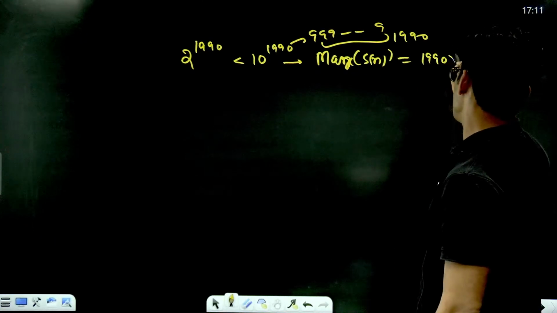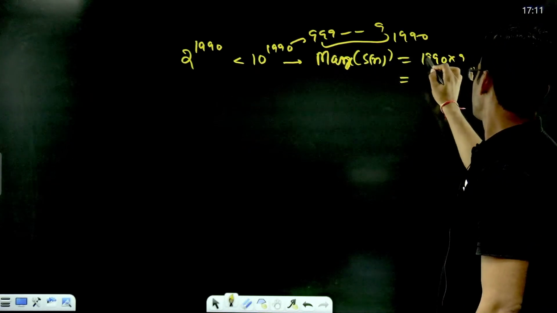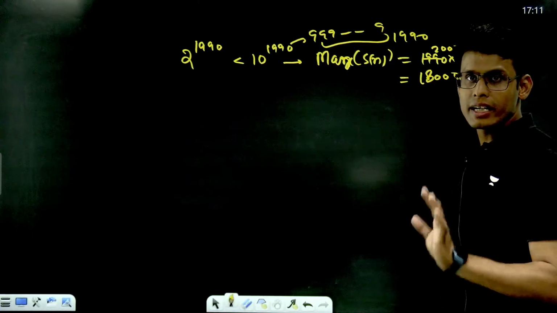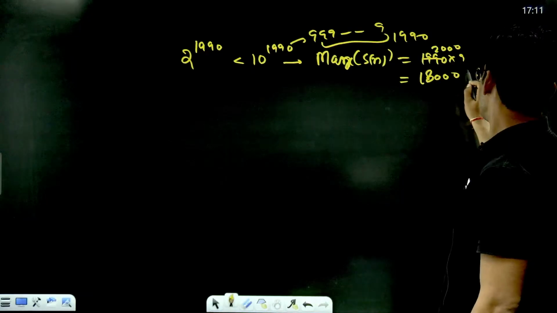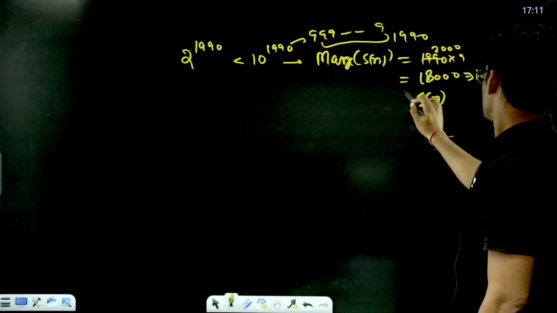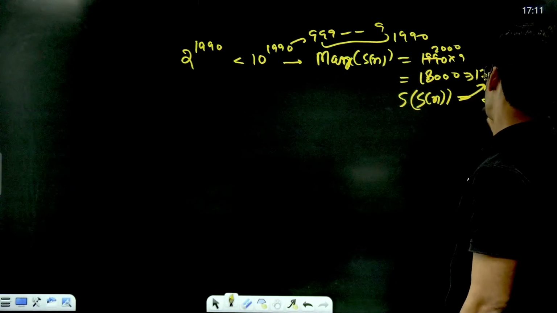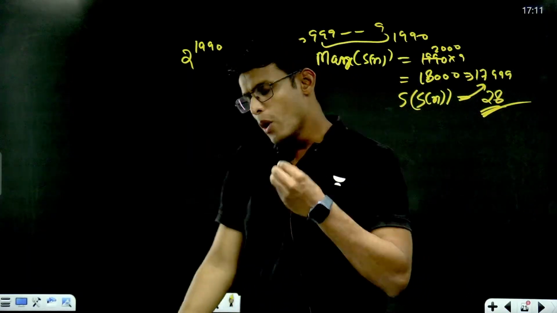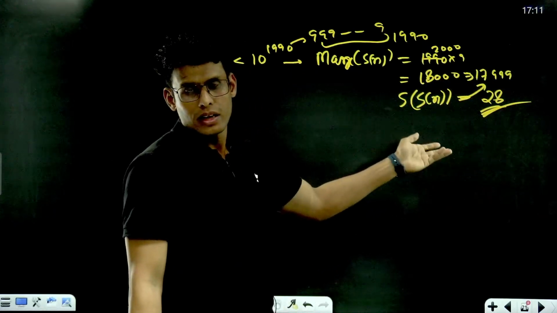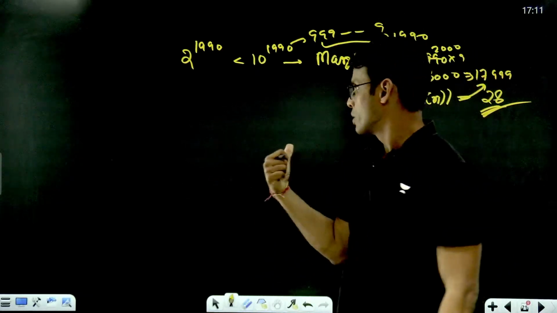So this becomes 1990 into 9. Let's just take it as 18,000. So the max S(n) is 18,000. If you apply S two or three times, this number will become 2-digit or 3-digit. If you keep on applying S of n, you get this.